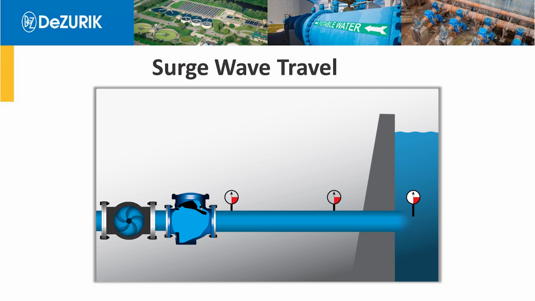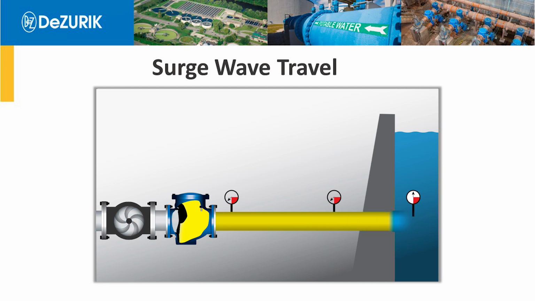This animation shows a pump with a check valve pumping into a line and into a tank. What this is going to simulate is how the surge wave travels back and forth in the pipeline. The first thing that happens is that when we lose power to the pump, we have a negative pressure surge that travels down the pipeline. It's a low pressure surge.